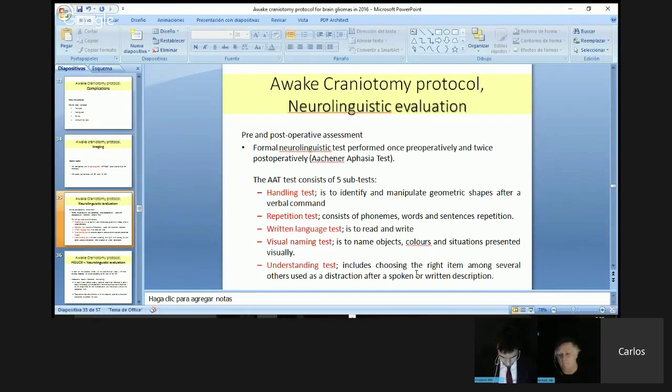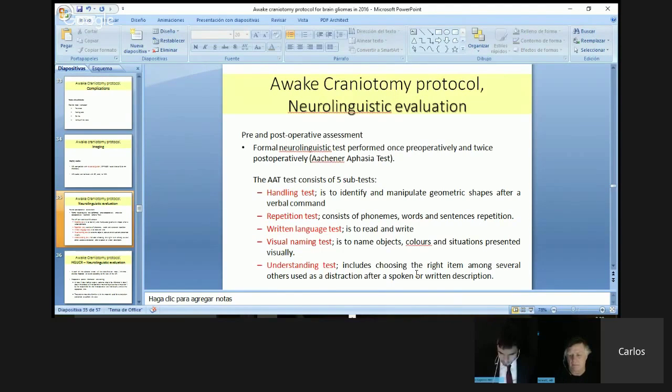The MRI studies can be fused with diffusion tensor imaging and functional MRI. We do the intraoperative neurolinguistic evaluation and pre and postoperative assessment, a formal neurolinguistic test performed once preoperatively and twice postoperatively by the Aachen aphasia test.